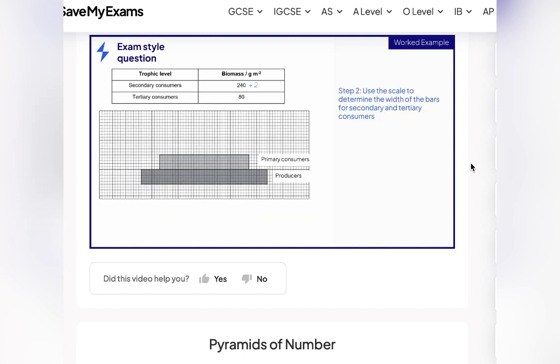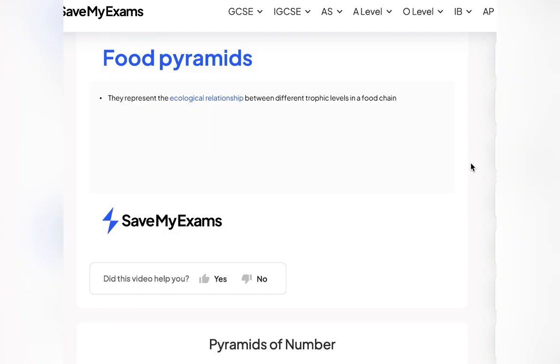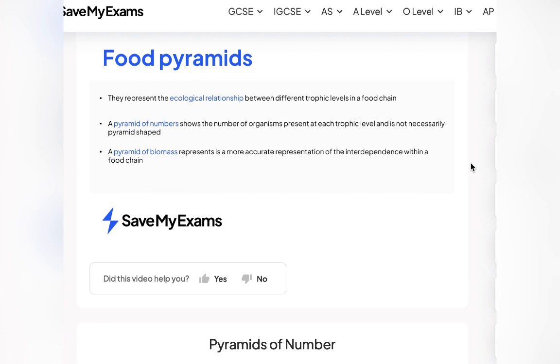The next step is using the scale to draw the bars for the secondary and tertiary consumers accurately. This means the bar for the secondary consumers should be 12 squares wide, while the width of the bar representing the tertiary consumers would be 4 squares wide. Lastly, ensure that you have labeled each bar correctly. So in summary, food pyramids show the ecological relationship between organisms of different trophic levels in a food chain. A pyramid of numbers represents the number of organisms at each trophic level and is not always pyramid shaped. A pyramid of biomass shows the dry mass of the organisms at each trophic level and is a more accurate representation of the interdependence within a food chain.